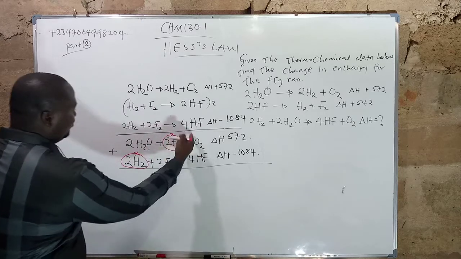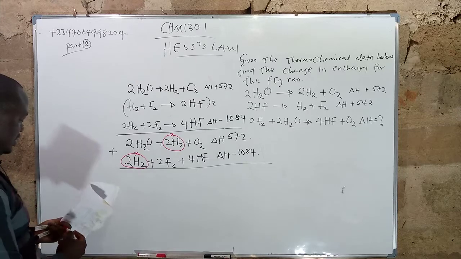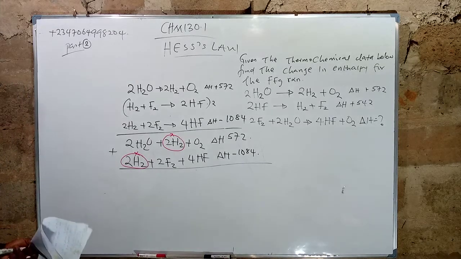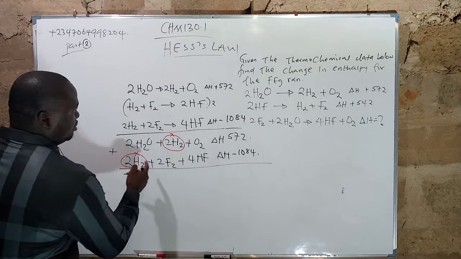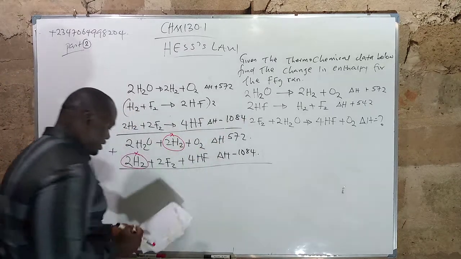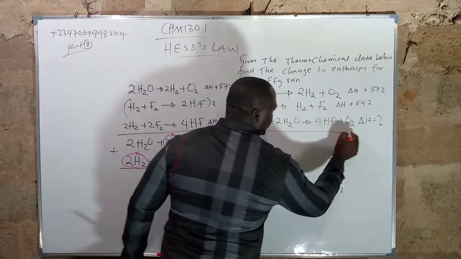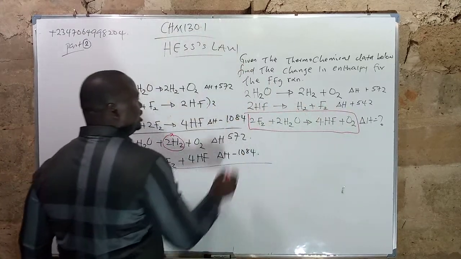So do we have anything in the first equation that is not in the second equation? We don't. So the next thing is we have to add it up. Now, remember, we want to make these two things look exactly like our base reaction. Look at our base reaction. So we want to make it look exactly like this.